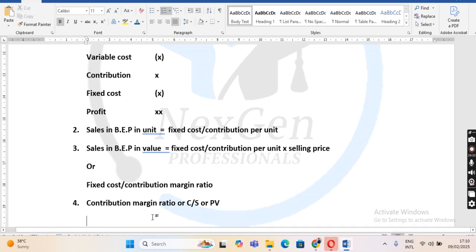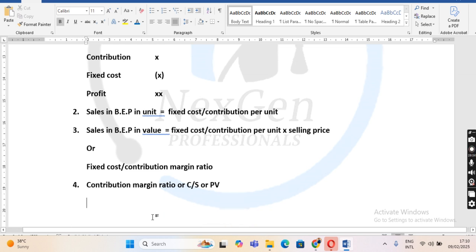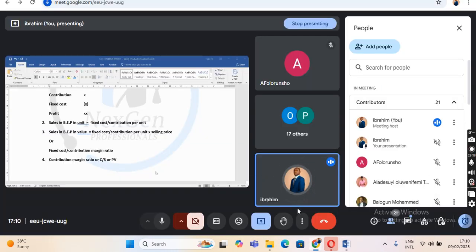Contribution margin ratio. Class, I will teach you how to get this formula. You can see that from all these formulas, there are some things that are constant. These are the assumptions of break-even point. What are the things that have been constant in the last three formulas? Fixed cost is constant. Contribution per unit is constant. Selling price per unit is constant. All these things are the assumptions of break-even analysis, or cost volume profit analysis.